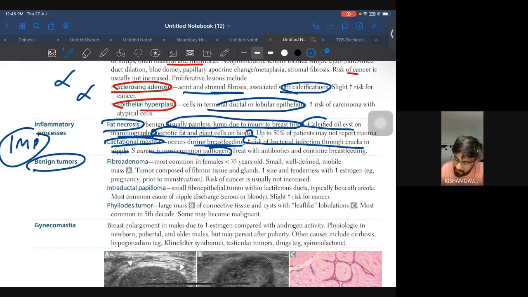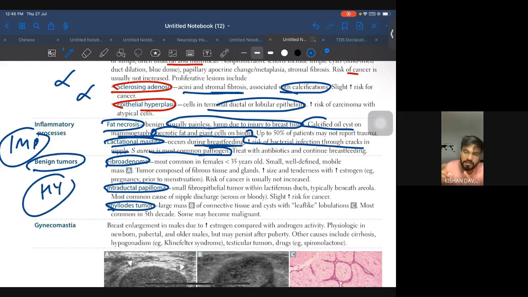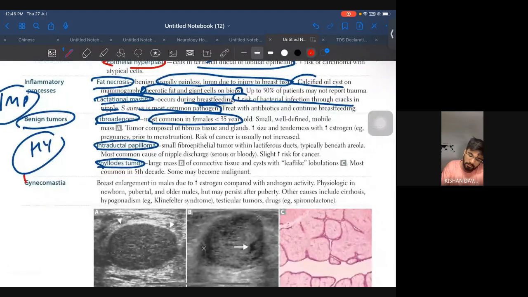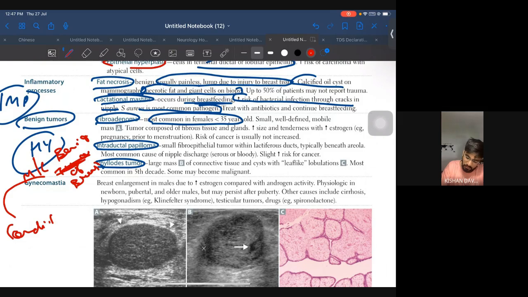Benign tumors. Fibroadenoma and intraductal papilloma and Phyllodes tumor. This is also high yield. Questions have been asked over here. So fibroadenoma is most common in females less than 35 years of age. Now, if they say most common benign tumor of breast, or benign condition, sorry, not tumor, benign condition of breast, so you will remember fibroadenoma. Okay, most common. So let's just see what is given over here. Small, well-defined mobile mass, tumor composed of fibrous tissues and glands, increases in size and tenderness with increase in estrogen.